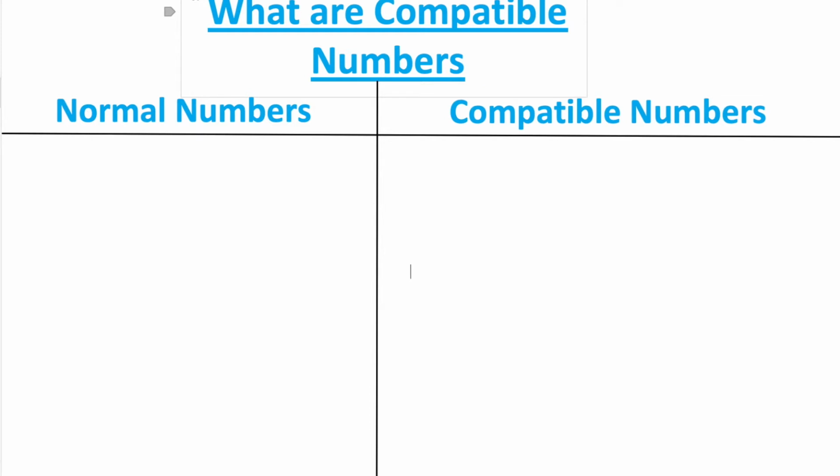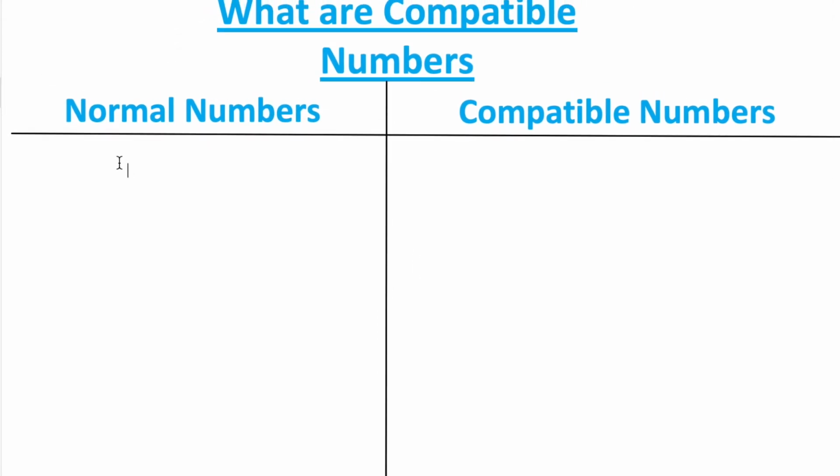Compatible numbers are numbers that are easy to add, subtract, multiply, and divide. But we're just going to do addition and subtraction. And they're going to be easy ones, not very hard ones, since this video is for beginners. So you see we have two sections: the normal numbers and compatible numbers. So we first have to start with normal numbers.